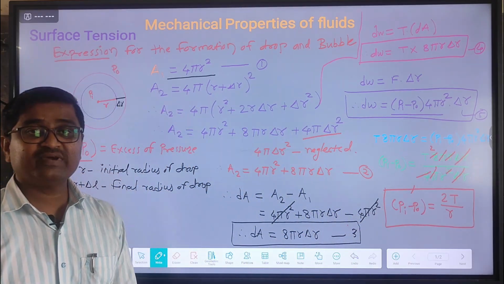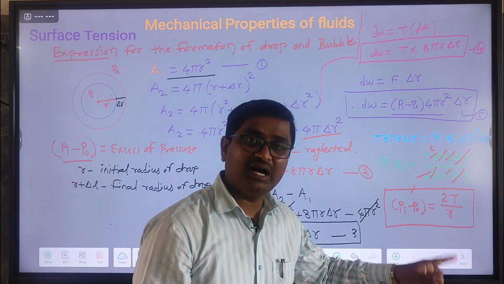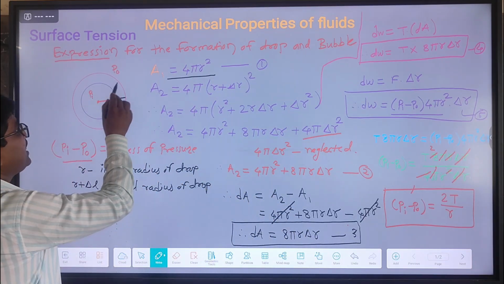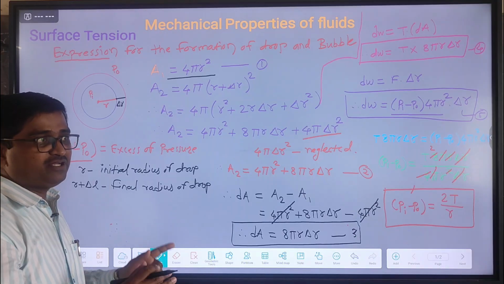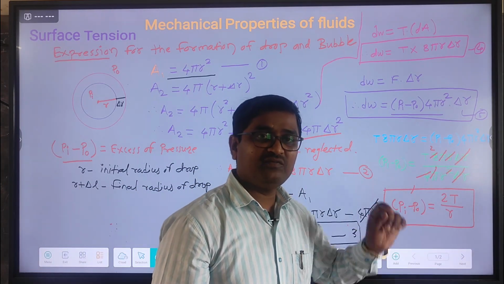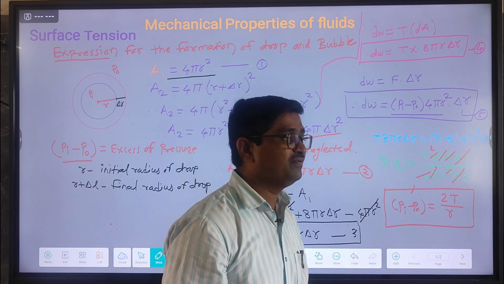Okay, this is the value of excess pressure: Pi minus Po is equal to 2T upon R. Excess pressure means the change in pressure between the inside pressure and the outside pressure. If the pressure difference between the two is 2T upon R, then the drop will be produced. This is the expression for the formation of a drop.